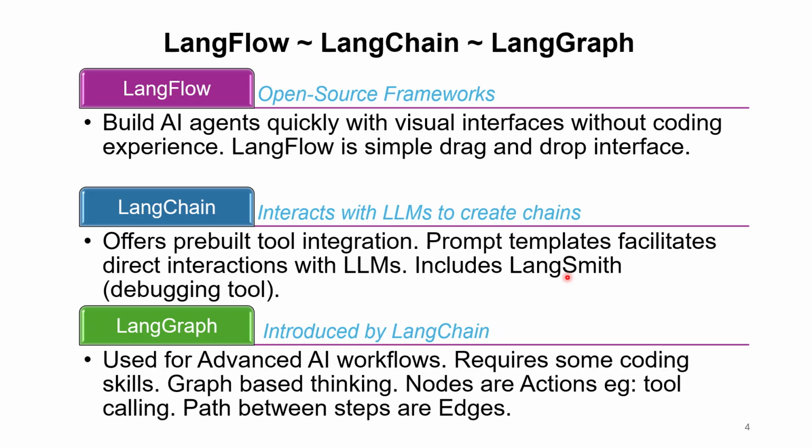LangGraph is an open source framework. LangGraph is part of the LangChain ecosystem, and LangGraph is used for advanced AI workflows. As the name suggests, LangGraph is based on graph-based thinking. Graphs have nodes and edges. Graph nodes are actions, edges are paths between the nodes. This requires some coding skills. LangGraph gives full control to developers to change code and then trace how the agent behaves.